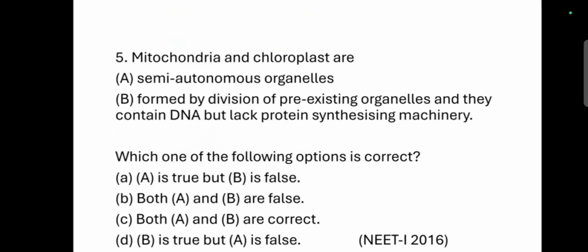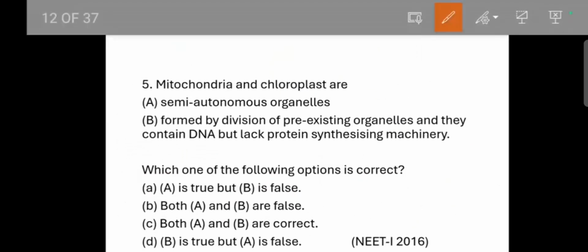Now we see the fifth one. The first statement is that mitochondria and chloroplast are semi-autonomous organelles. The second one is that they are formed by the division of pre-existing organelles, and they contain DNA but lack a protein synthesis mechanism. So these are the two statements. Now we see the first statement, semi-autonomous organelles. This is the right one.